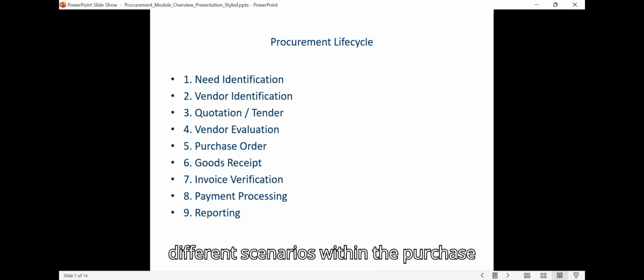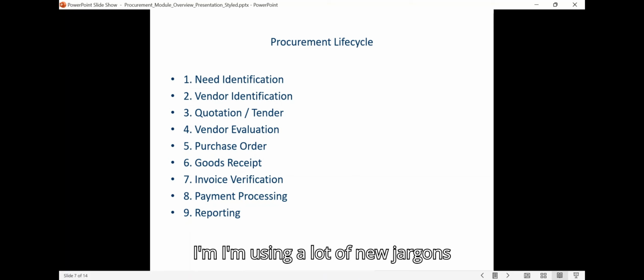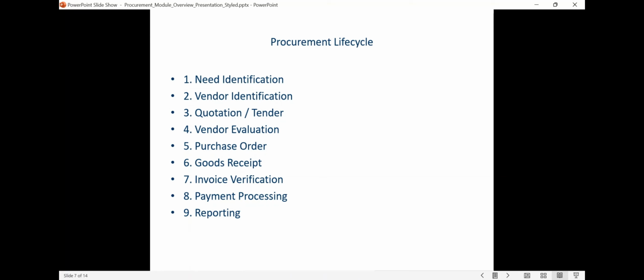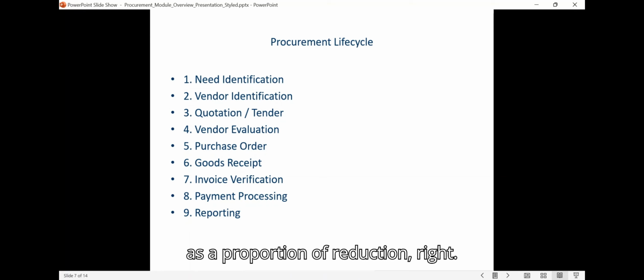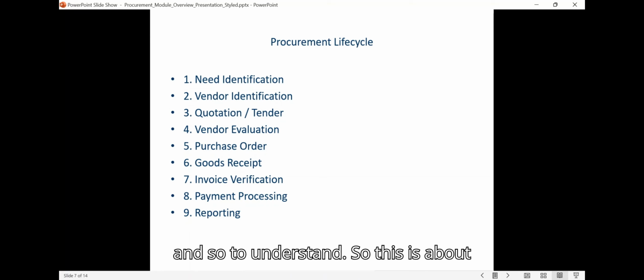So there are a couple of different scenarios within the purchase, procurement and sourcing module. You don't have to worry, because I'm probably using a lot of new jargon. We're going to divide procurement and sourcing into manageable proportions. We're going to take smaller portions first, like vendor creation, item creation, order creation, receipt creation, invoice creation, and payment creation. We're going to divide it into each specific part so that it's easier for you to follow and understand.